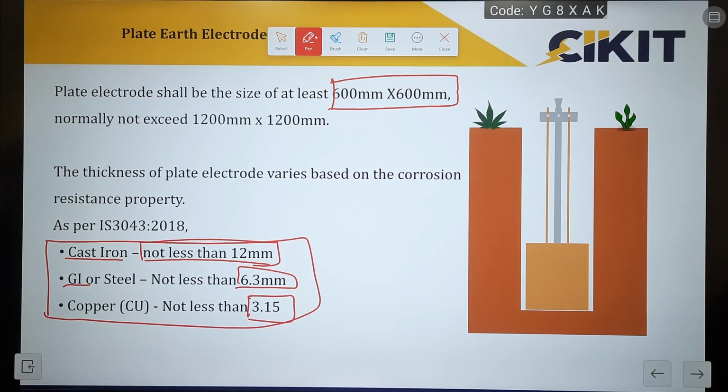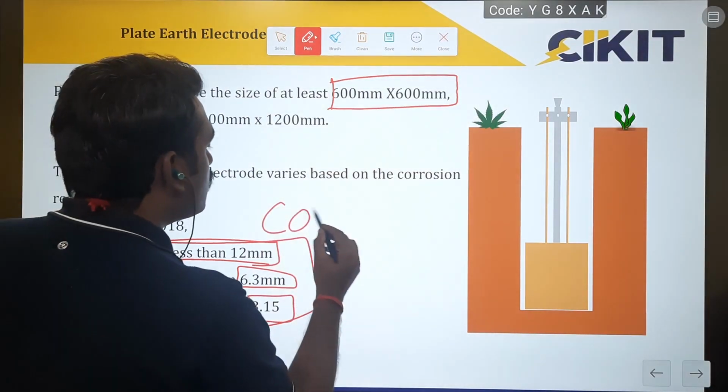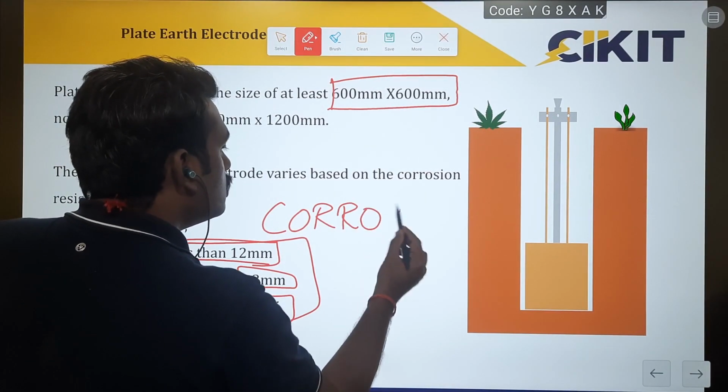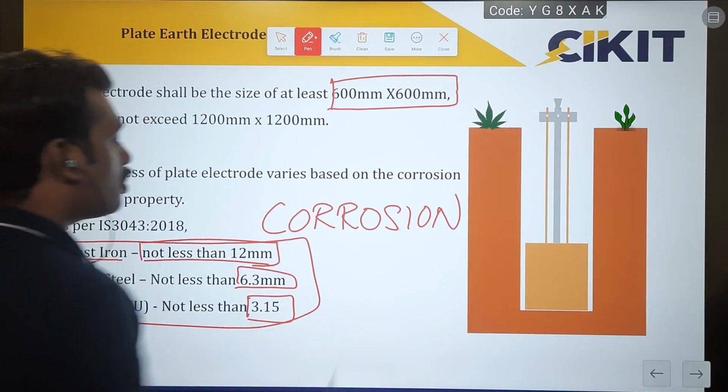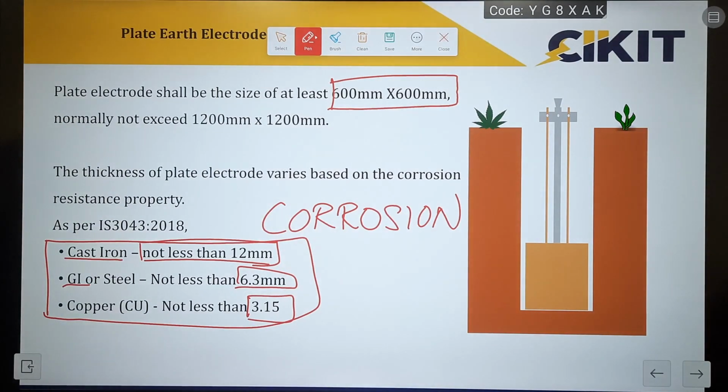They have considered different thicknesses for different materials only to compensate for the effect of corrosion. The corrosion rate of copper is very much lower, and the corrosion rate of cast iron is a little higher. So in order to compensate for this corrosion effect, the standard has considered a very high thickness for cast iron and a very low thickness of 3.15 mm for copper. So corrosion plays a crucial role in determining the size of the earth electrode.